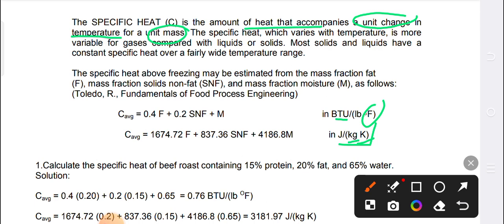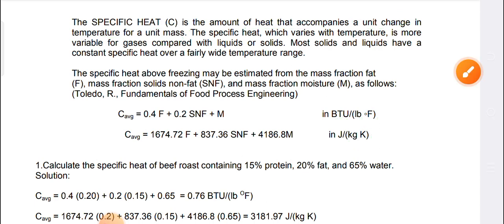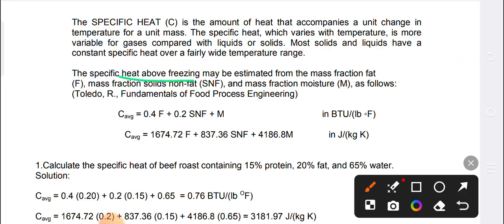per degrees Fahrenheit. Okay. So in estimation of specific heat of foods which are above the freezing point, meron daw tayong formula according to Toledo, the author of Fundamentals of Food Process Engineering. So we could compute the average or estimated specific heat of foods. Okay, so it could be 0.4 F.